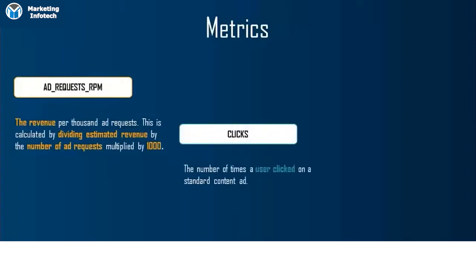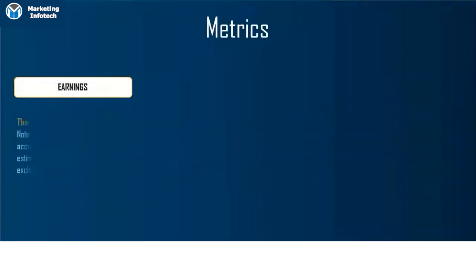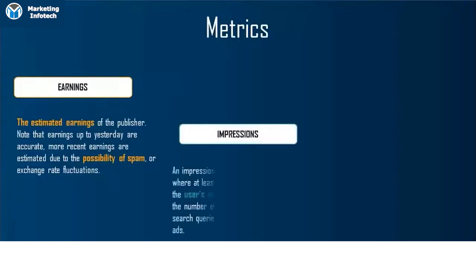It's pretty simple. Clicks are the number of times a user clicked on a standard content ad. Cost per click. Again, very simple and important metric. It is the amount you earn each time a user clicks on your ad. CPC is calculated by dividing the estimated revenue by the number of clicks received. Earnings. Again, a straightforward number. Estimated earnings for a publisher. Very recent numbers can be a little problematic, but in your dashboard you can see your recent earnings up to yesterday.